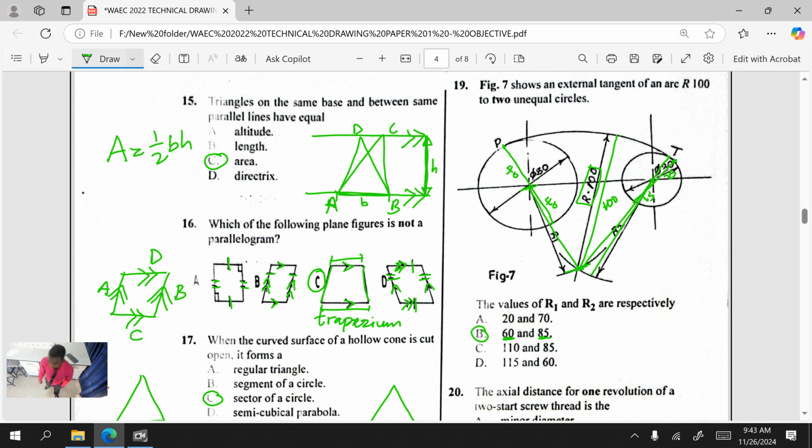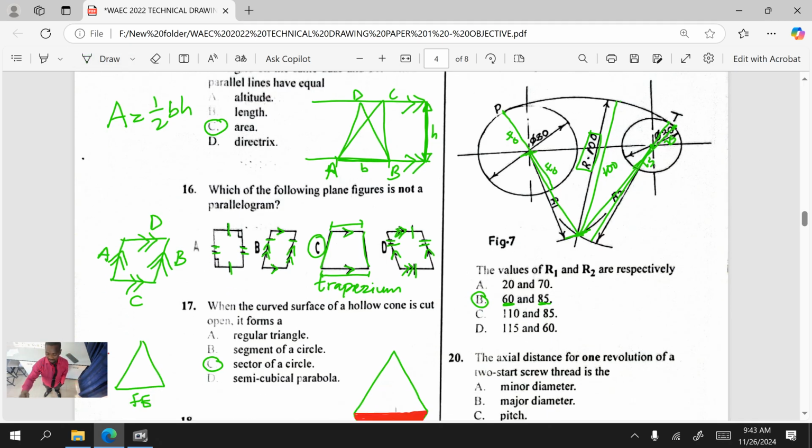Will be B. That's how to answer that question. So just take away the radius of each circle from the 100 and you have your answer. So the values of R1 and R2 are respectively 60 and 85.